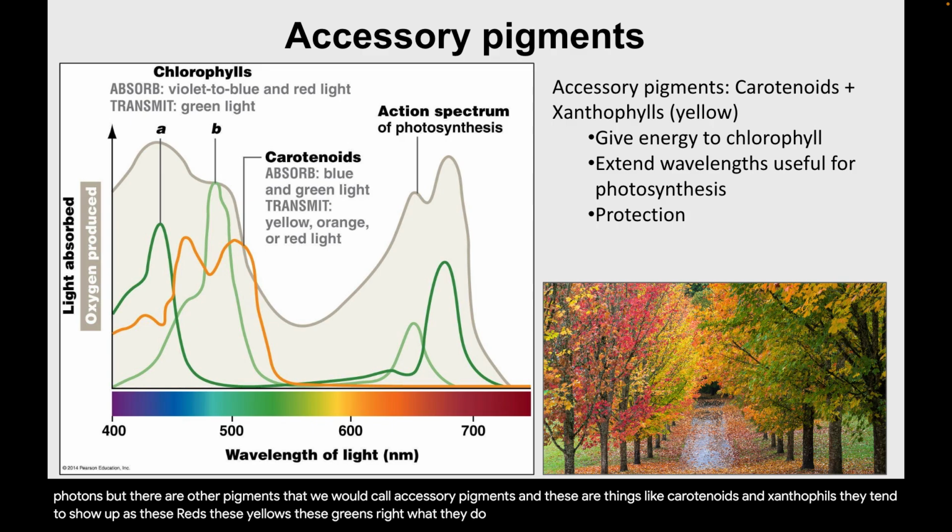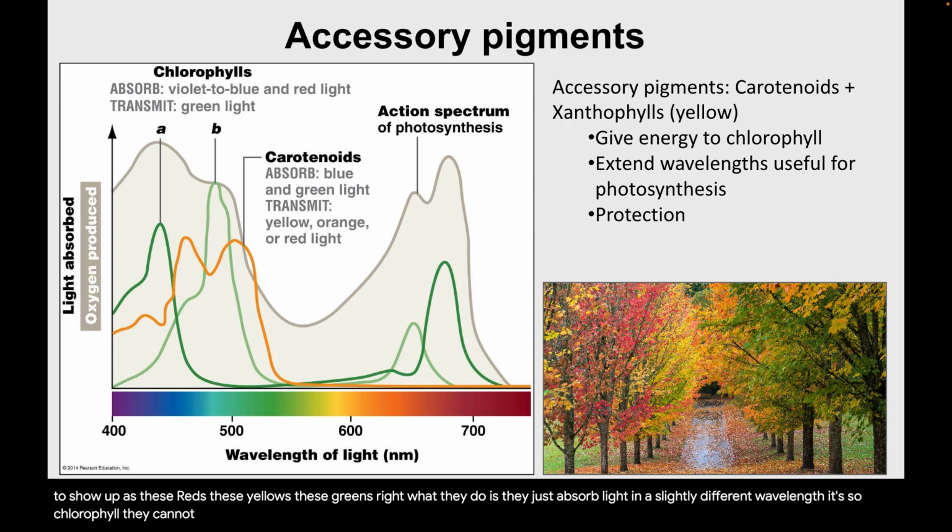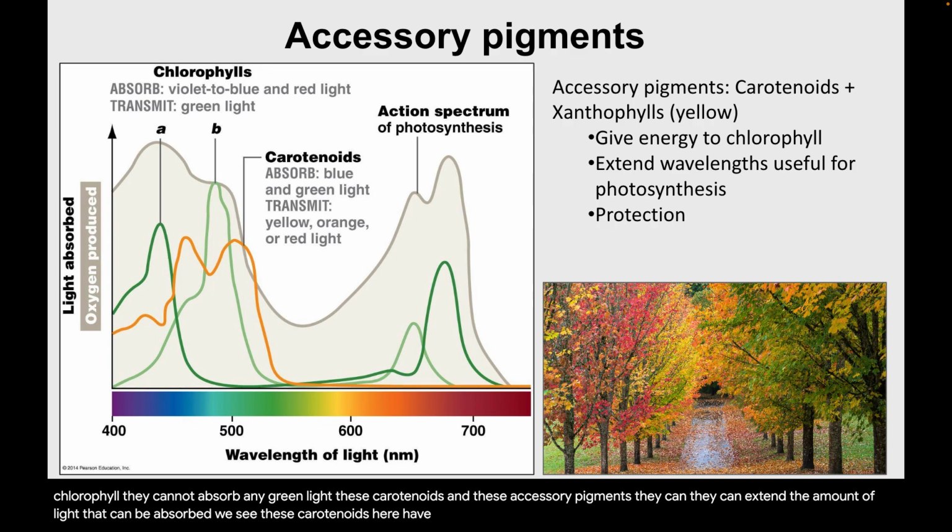What they do is they just absorb light in a slightly different wavelength. So chlorophyll cannot absorb any green light. These carotenoids and xanthophylls, these accessory pigments, they can. They can extend the amount of light that can be absorbed. So we see these carotenoids here have high light absorption even when that light is green. There are other pigments that kind of act like a sunscreen for the plant, so the plant's not going to get too much energy.